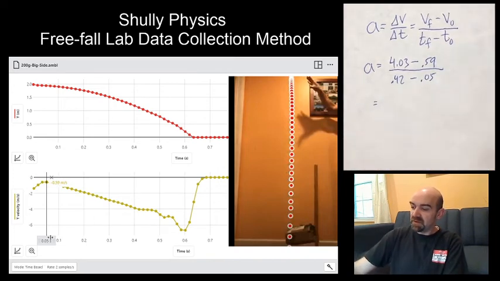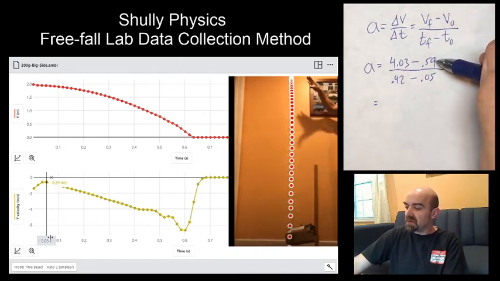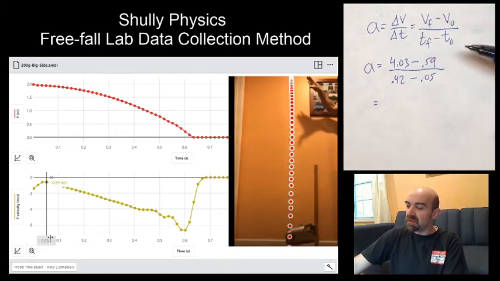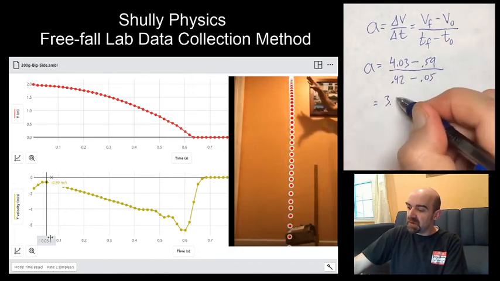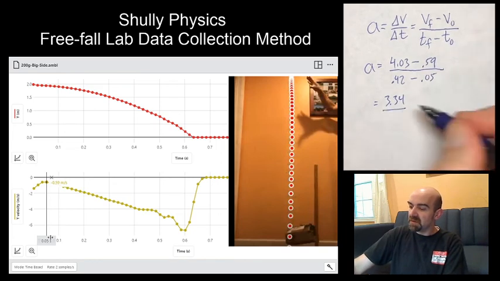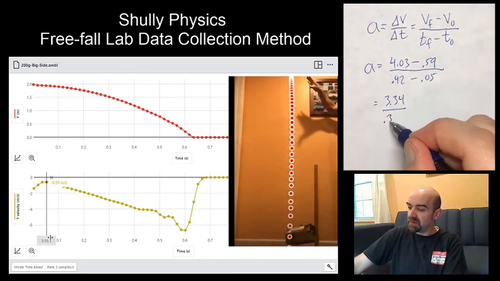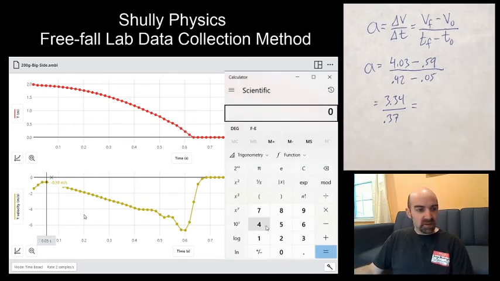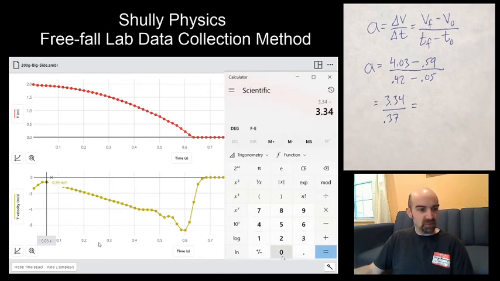All right, so I'm going to find that difference there. This looks like 3.31 plus 0.03, so 0.34. This is about 3.34 is that difference, divided by 0.37 seconds. Now all I need to do is calculate that difference. I'm going to grab my calculator. 3.34 divided by 0.37.